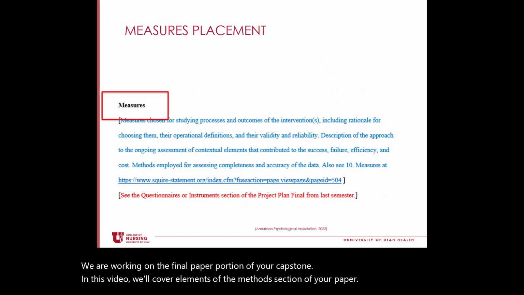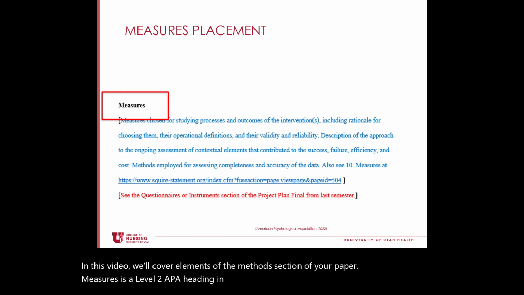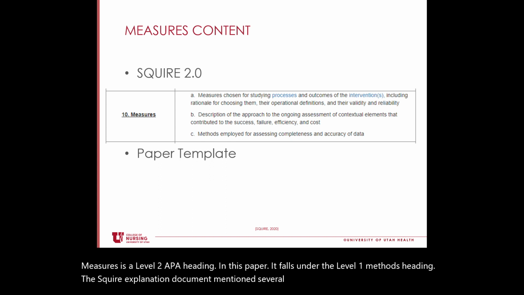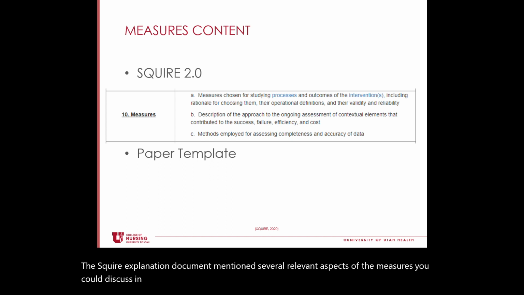Measures is a level 2 APA heading in this paper. It falls under the level 1 methods heading. The Squire explanation document mentions several relevant aspects of the measures you could discuss in your paper. Measures used may be quantitative, qualitative interviews, or observational in nature.